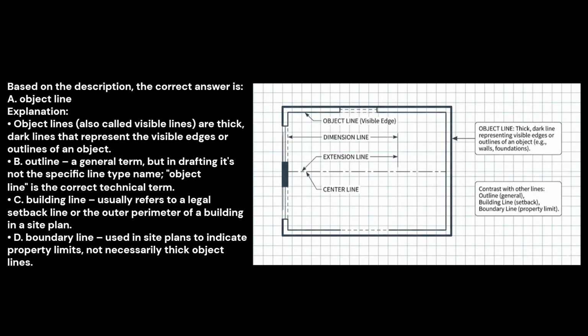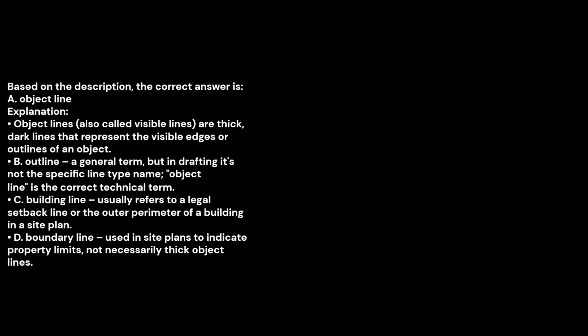B. Outline, a general term, but in drafting it's not the specific line type name. Object line is the correct technical term. C. Building line, usually refers to a legal setback line or the outer perimeter of a building in a site plan. D. Boundary line, used in site plans to indicate property limits, not necessarily thick object lines.